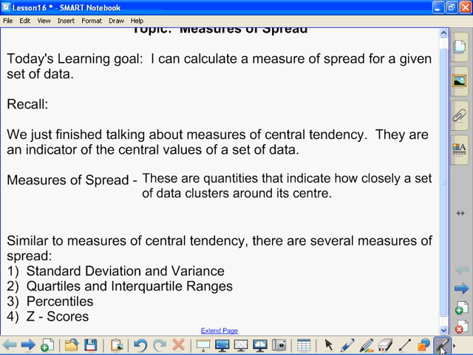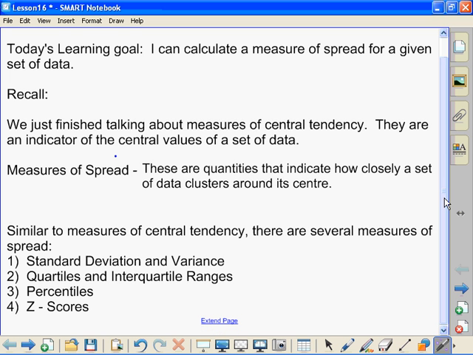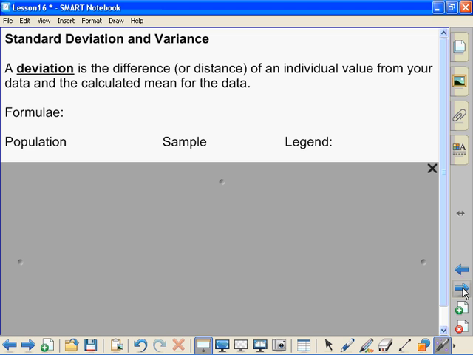Similar to our measures of central tendency, where we had three, mean, median, mode, there are also several measures for spread. We're going to be looking at standard deviation and variance, quartiles, interquartile range, percentiles, and z-scores. The first one we're looking at is standard deviation and variance.